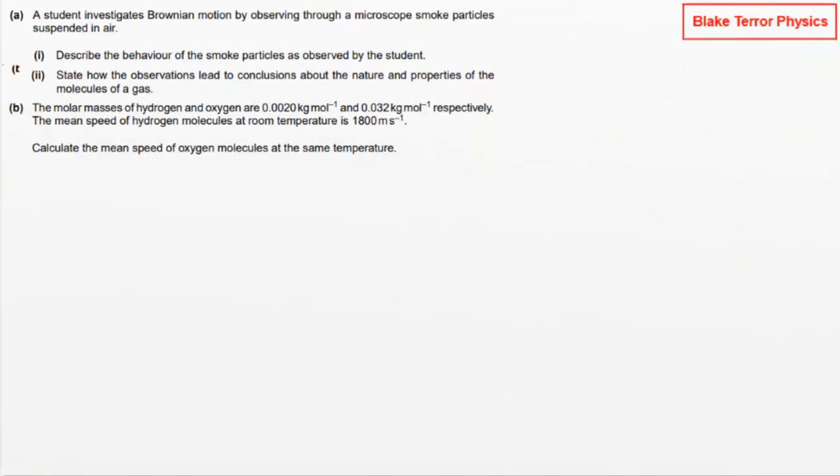Let's just keep pushing on. We've now got a student investigating Brownian motion by observing through a microscope smoke particles suspended in air. Describe the behavior of the smoke particles as observed by the student. Right, so they jiggle around. They move in a random manner. So you want to put random. Certainly want to include that. Jiggling is a word that I know they like on the mark schemes, a random jiggling manner. So you don't need a lot for that. They're only asking for 1 mark's worth of answer.